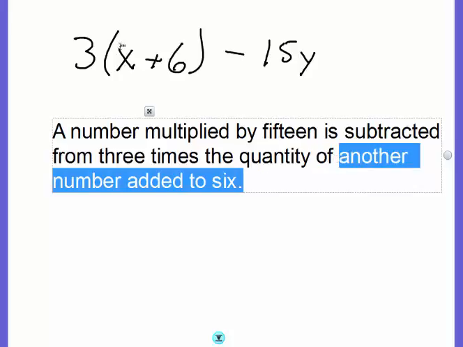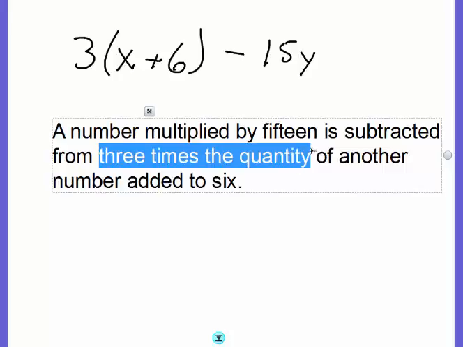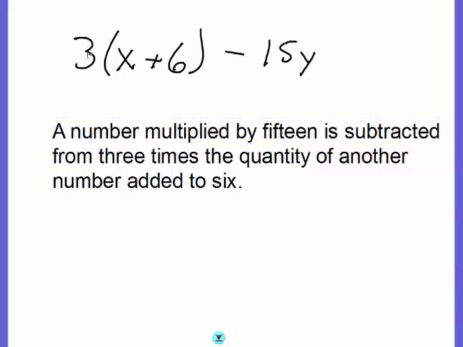So another number added to 6 gives us the inside of the parentheses. 3 times the quantity gives us the 3 outside the parentheses. And a number multiplied by 15 is subtracted from gives us the part where it's minus 15y. Okay, so there's a whole bunch of different ways to say this. There's a whole bunch of different things we could do.